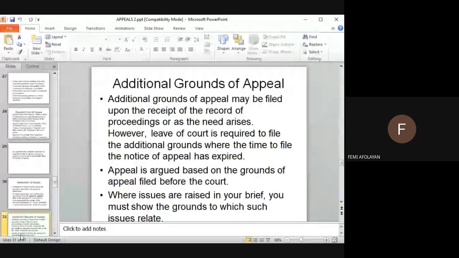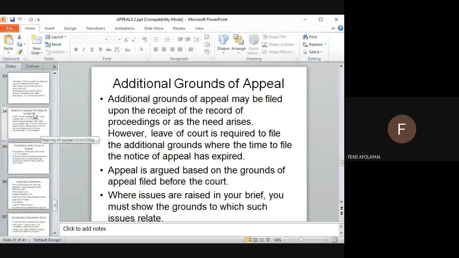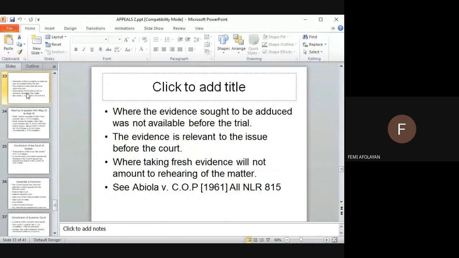So where issues are raised in your brief, you must show the grounds to which such issue relates. So if there is no ground upon which the issue relates, then the issue you have raised will be deemed abandoned, since it's not covered under any grounds of appeal. Fresh evidence may be adduced where the evidence sought to be adduced was not available before the trial, the evidence is relevant to the issue before the court, or where taking fresh evidence will not amount to rehearing of the matter.